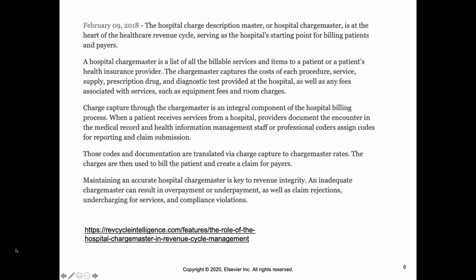But anyway, the codes and documentation are then translated via charge capture to charge master rates. The charges are then used to bill the patient and create a claim for payers. So maintaining an accurate hospital charge master is key to revenue integrity. An inadequate charge master can result in overpayment or underpayment, as well as claim rejections, undercharging for services, and compliance violations like fraud or abuse.